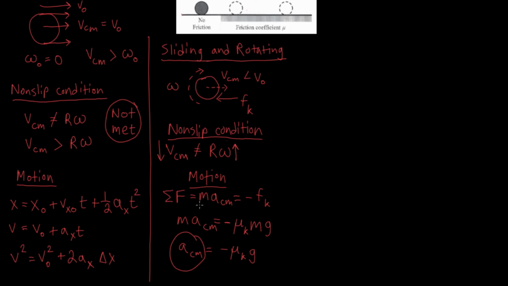And that's the value we found right here. And so all we would have to do is just plug in this acceleration of the center of mass into each of these individual equations, because this is the new acceleration of the center of mass. So by simply plugging in this new acceleration, we can describe the motion of this object as it slides and rotates.